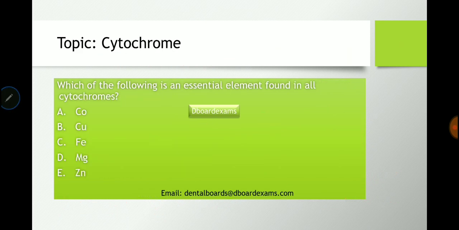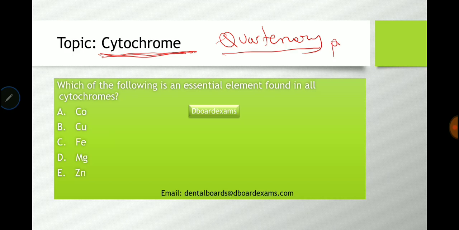Okay. So the next topic is cytochrome. The question is, which of the following is an essential element found in cytochrome? So for you to answer, you have to know what cytochrome is. Cytochrome is a quaternary protein. And just like hemoglobin, which is a quaternary structure, it also has heme as a cofactor.